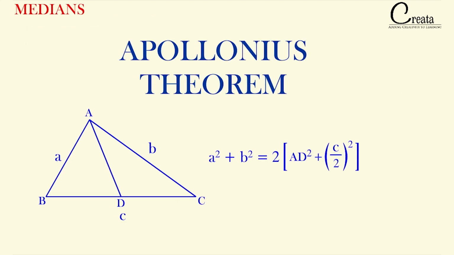Okay, do you remember? This is the Apollonius theorem that we have covered in the median. Here A square plus B square is equal to twice of AD square plus C by 2 square. Here A and B are these two sides and AD is the median between the side A and B. And C is the opposite side or the remaining side. A square plus B square is equal to twice of AD square, that is square of the median, plus C by 2 square, that is square of half of the opposite side. C by 2 is the half of the opposite side.